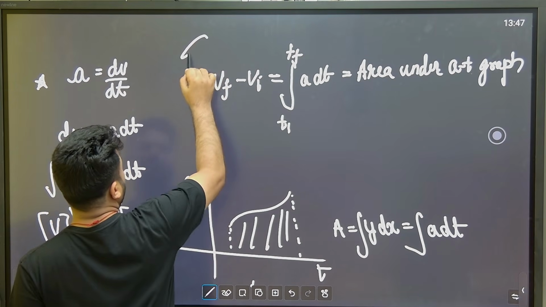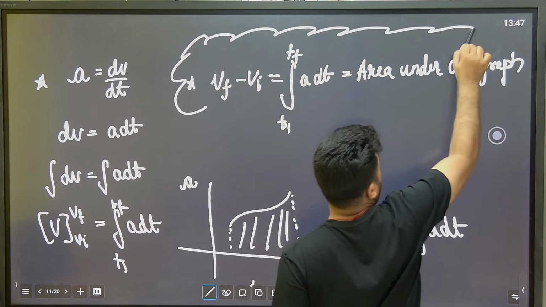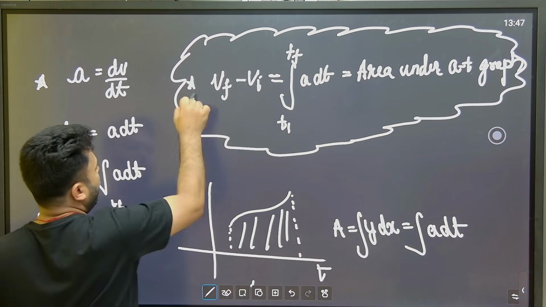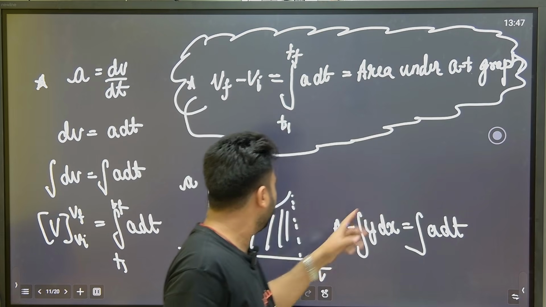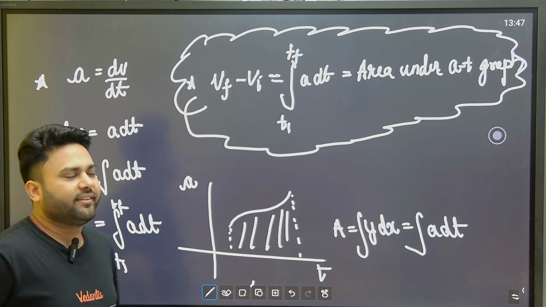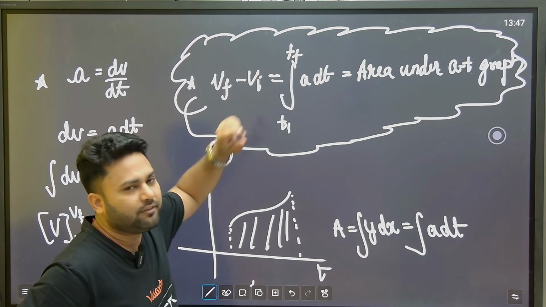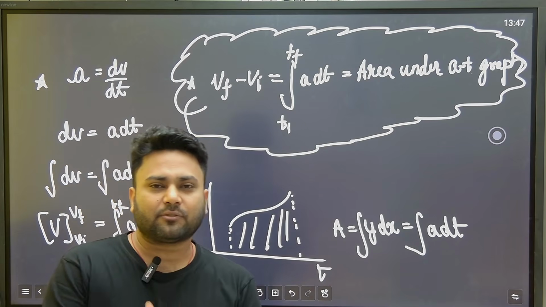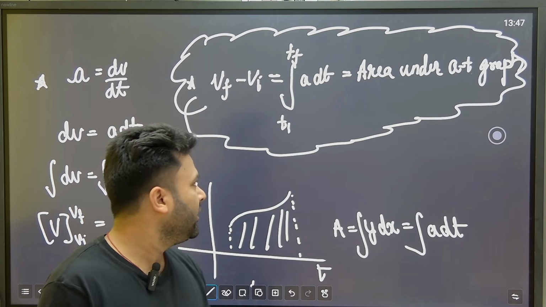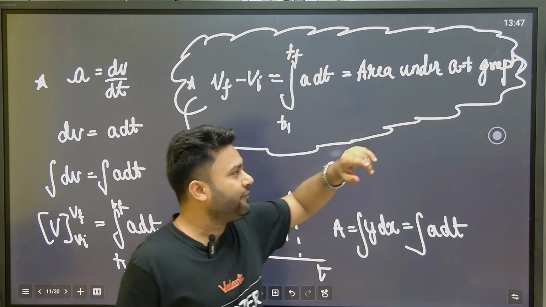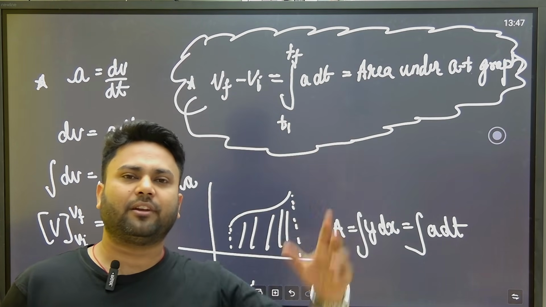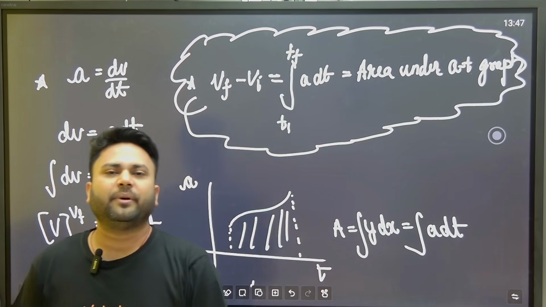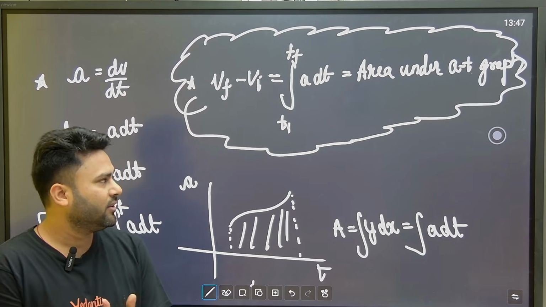This point is also very important. If you calculate the area under the AT graph, this will give you change in velocity. So if they ask what is the change in velocity, you can either do the area under the AT graph or integration of a dt, just similar to v equals dx by dt. Correct?